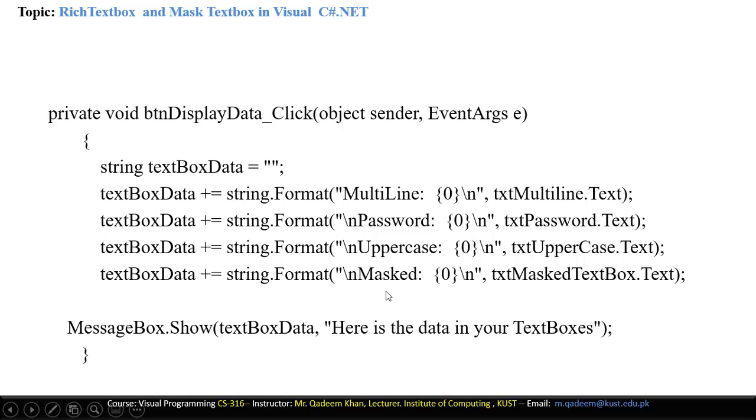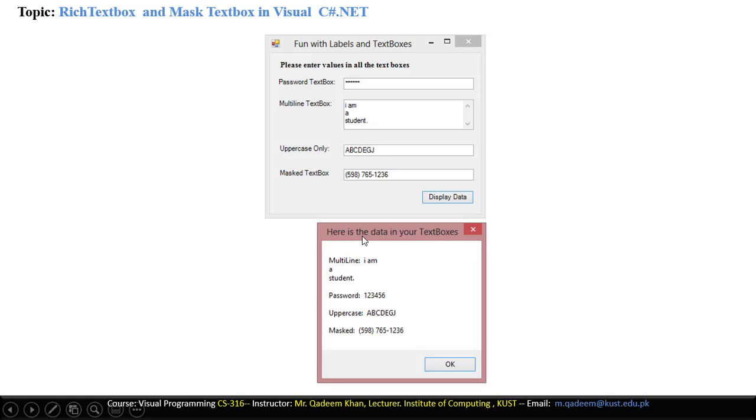And similarly, another string will be concatenated from the txt mask text box dot text, and it will in fact be placed here. Then message box dot show text box data comma here is the data in your text box. So all the data, that is the string variable, will be passed into message box dot show, and this will define the title of the message box. Here is the data in your text box. This is the title, and all the data will be displayed here.